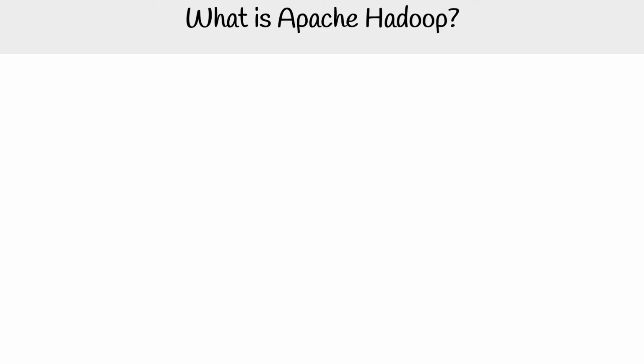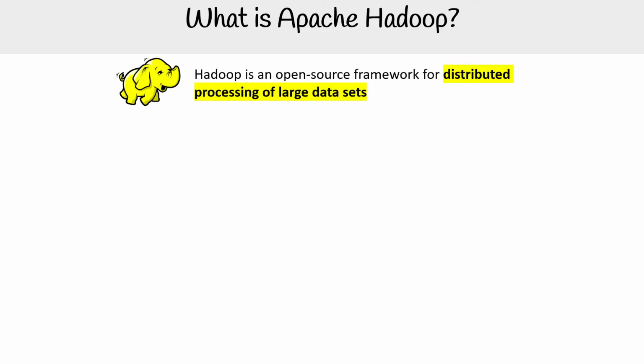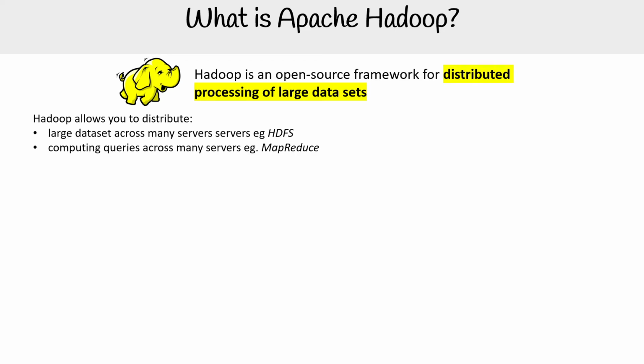So what is Apache Hadoop? Well, it's an open source framework for distributed processing of large data sets. Hadoop allows you to distribute large data sets across many servers and computing queries across many servers. So HDFS and MapReduce were the first features that were launched with Hadoop way back in the day in version 1. And since then, there's a lot more services now.